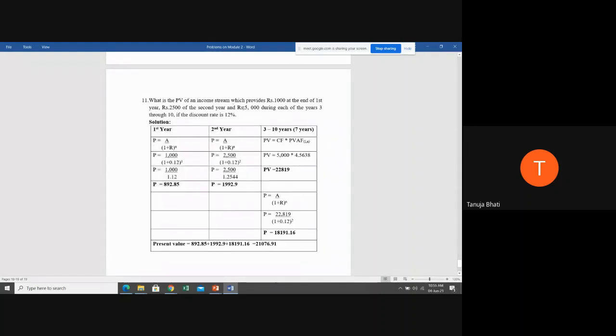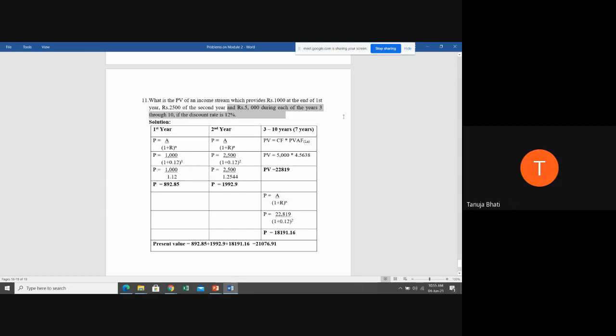Now, the third part of the problem is rupees 5,000 during each of the years from 3 to 10 years, if the discount rate is 12%. Here the number of years is given, students. We are receiving 5,000 from 3 years to 10 years. Do we know up to when we are going to receive 5,000, or we don't know? Is N known to you, or is N unknown to you? N is known.